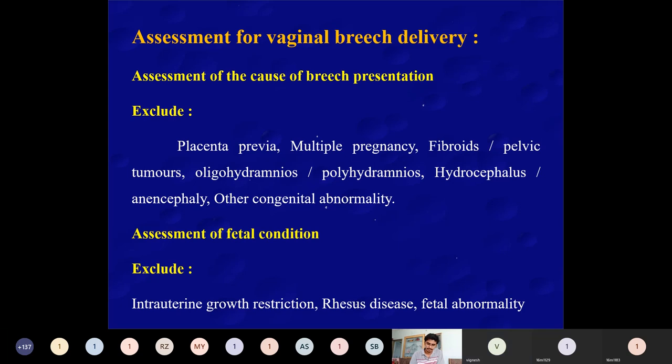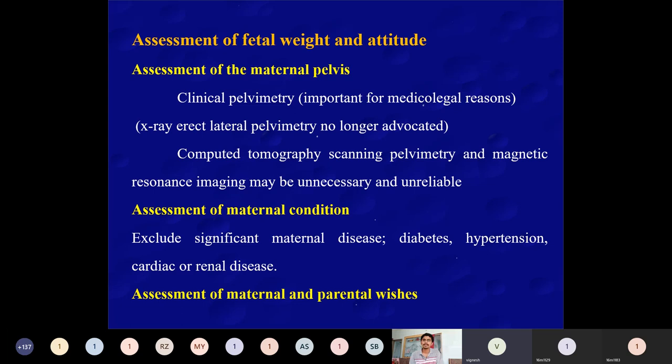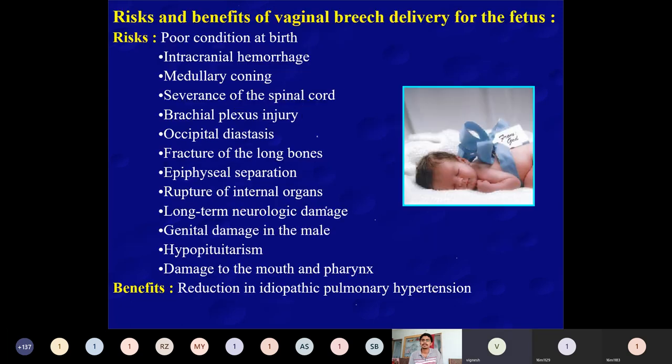Slide. Okay, right. Then assess either closer.